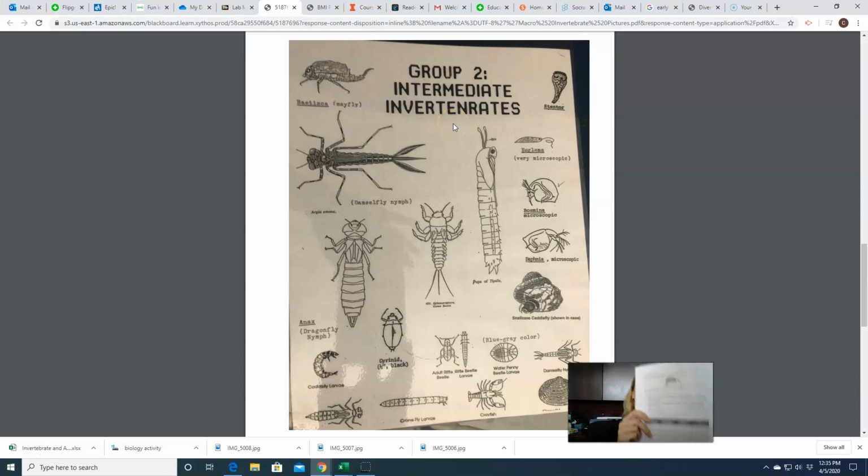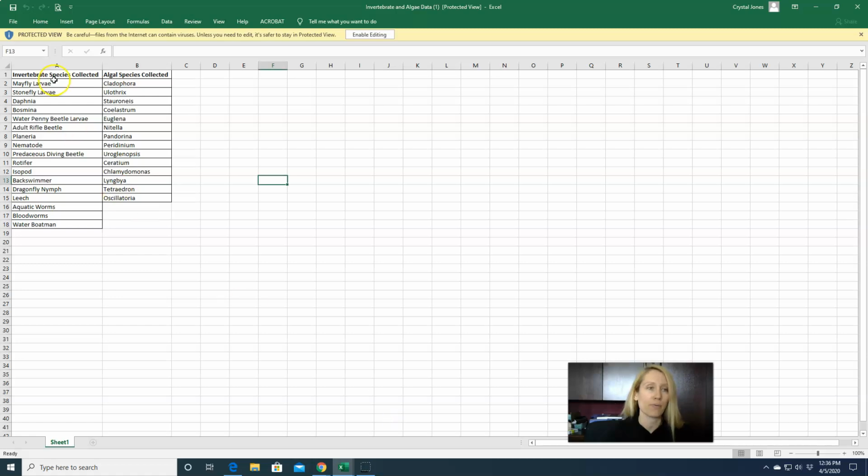So I'm going to come back to my lab, and in group 2, I'm going to write down water penny beetle larvae. Okay, so you will do that for all of the species, start with invertebrates first, of all of the invertebrates. So you're going to sort them all into these different groupings, and then you're going to come up with a total. Okay, so at the bottom there's a total for each number, how many 1, 2, 3s, and 4s that we have.